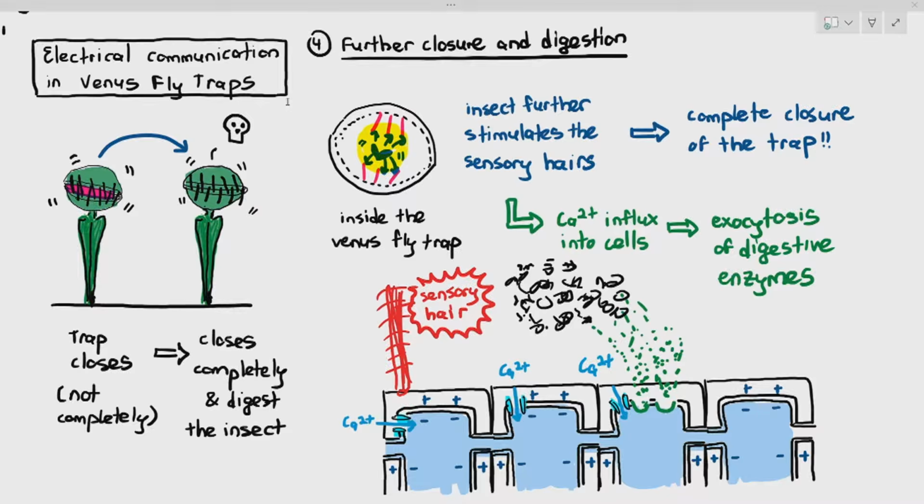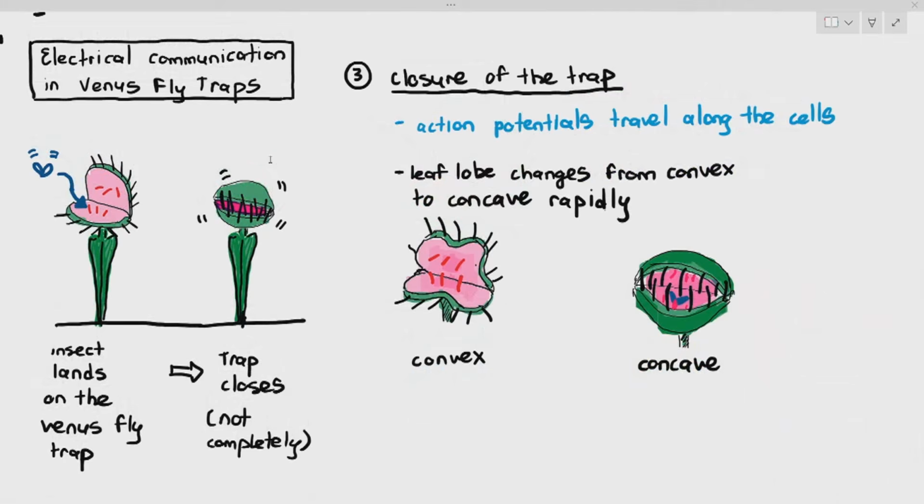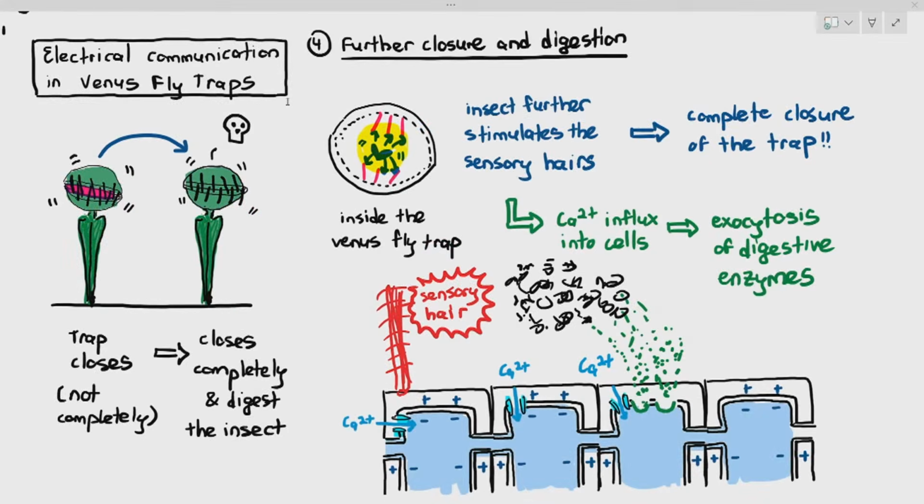So what you just need to mention during the exam, if they do ask you a question on the closure of the Venus flytrap, is as follows. The insect stimulates the sensory hair twice within 20 to 35 seconds. The calcium ion channels open and calcium ion rushes in, generating an action potential which travels along the cells of the Venus flytrap. The leaf lobe changes from convex to concave rapidly, and then the insect further stimulates the sensory hair, which further closes the trap.